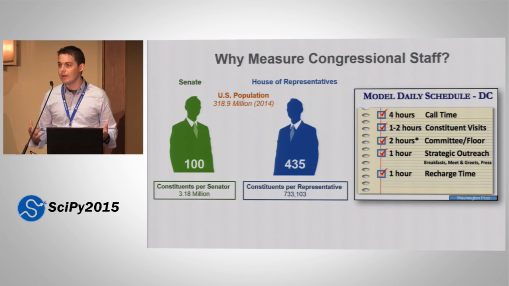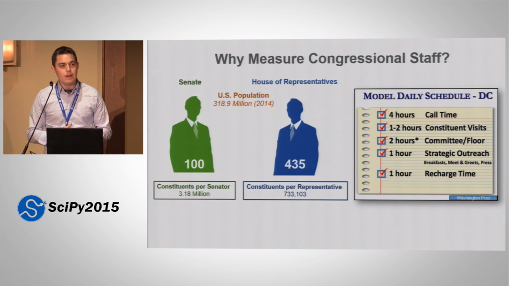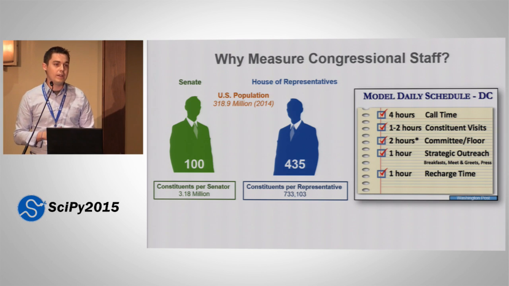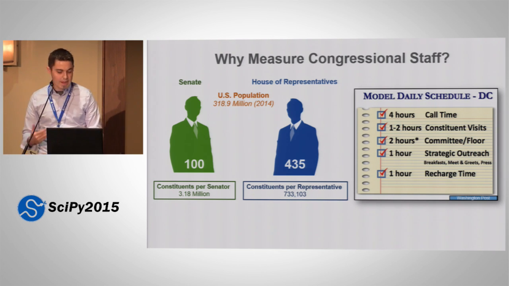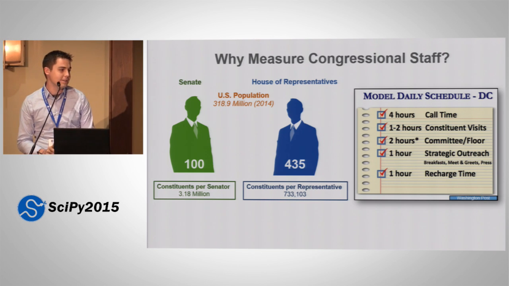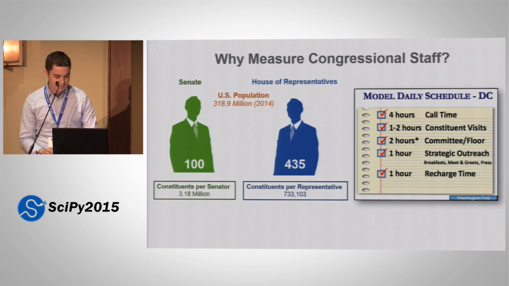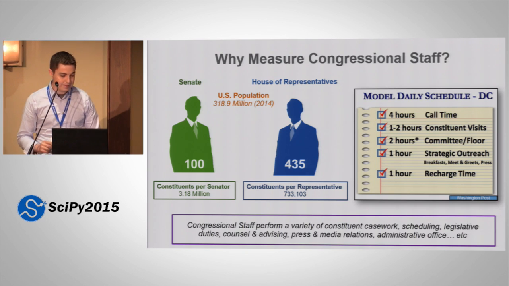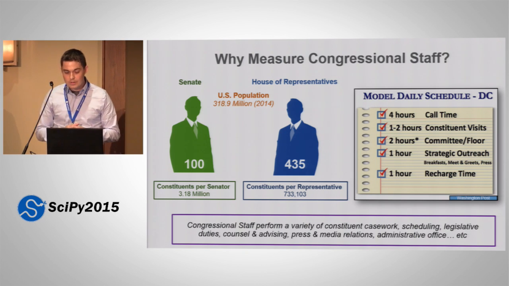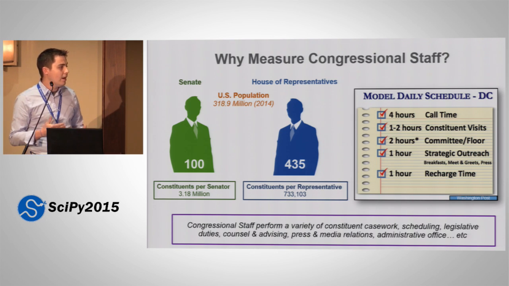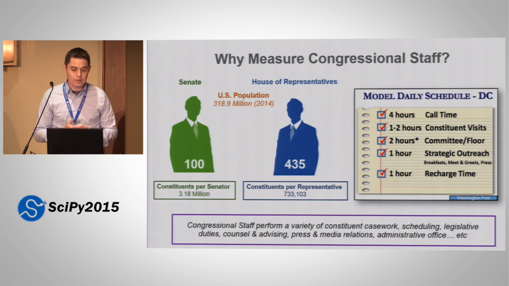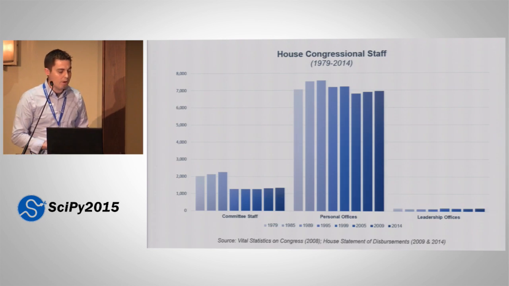There's an hour also typically found in most schedules that is for strategic outreach, so receiving any groups that travel to Washington and want to meet their representative or senator, those types of things. And then, obviously you need a break to grab lunch and coffee and unplug a bit. So that's the typical schedule of a member of Congress. Congressional staff obviously are needed to perform a variety of the work that goes on within the office itself, and so that's where the statement of disbursements really comes in handy.